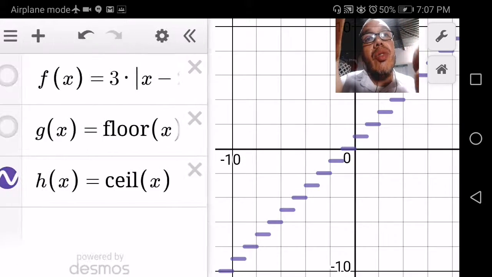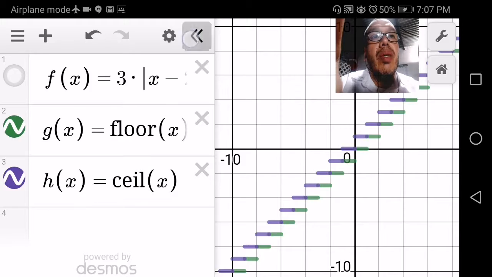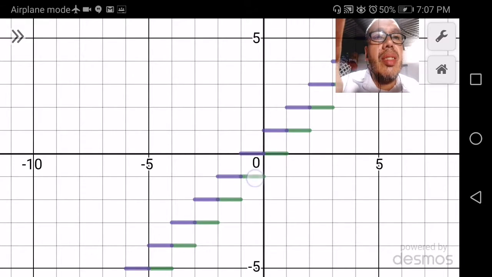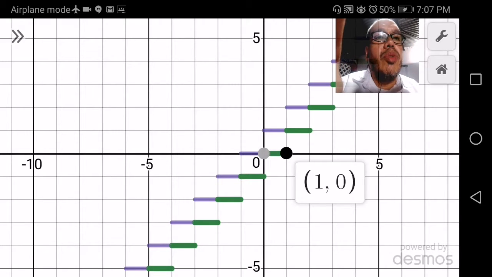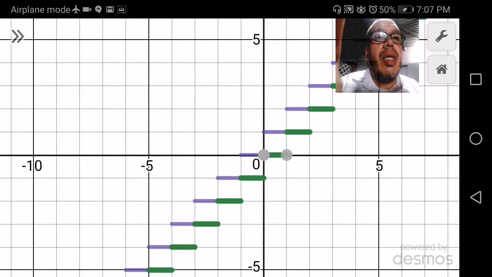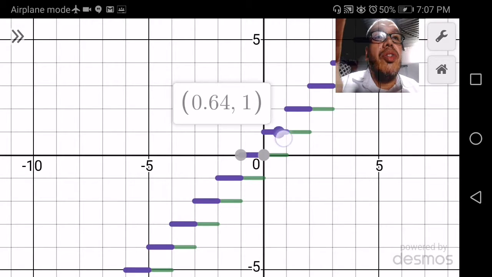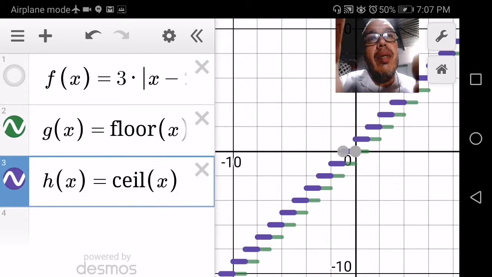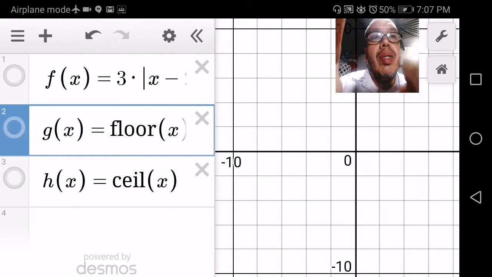And so if you look at the two of them together, this is what it looks like. You might think that this is moved 1 unit to the left, but it's actually moved 1 unit up, so that this little segment, for example, from 0, 0 to 1, 0, is actually 1 unit above, from 0, 1 to 1, 1. So that's the ceiling function and the floor function for you.